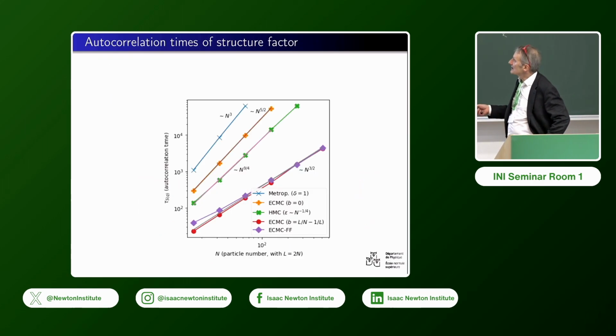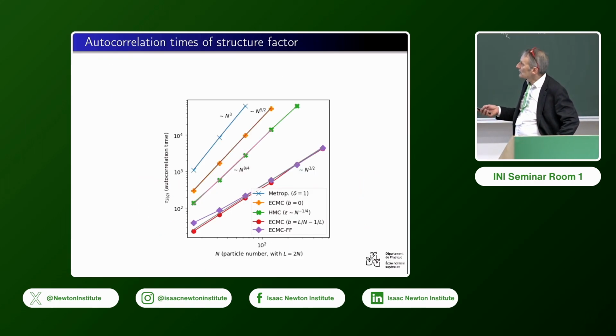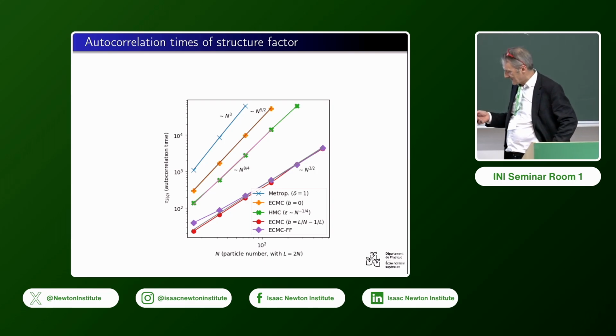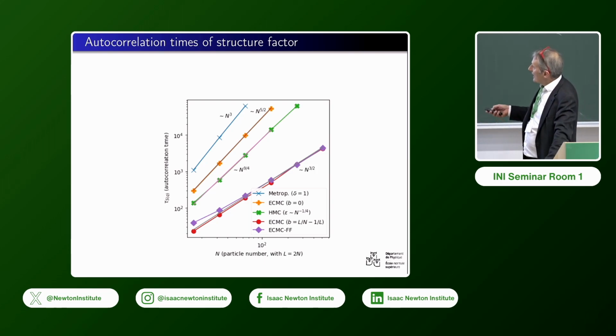So now, this is kind of the end of what I wanted to show: the autocorrelation time of the structure factor. Here I'm pitting against each other the Metropolis algorithm, unadjusted event-chain Monte Carlo, Hamiltonian Monte Carlo with an epsilon proportional to n^-1/4, well-adjusted ECMC at the point B at which the pressure goes to 0, and some other version that I'll show you in 2 seconds.